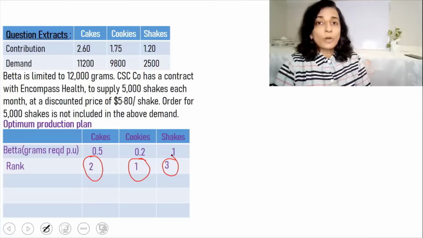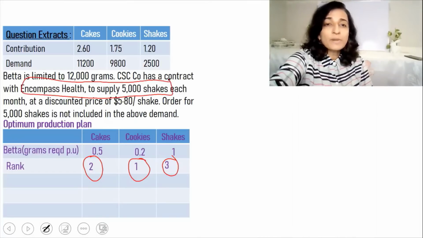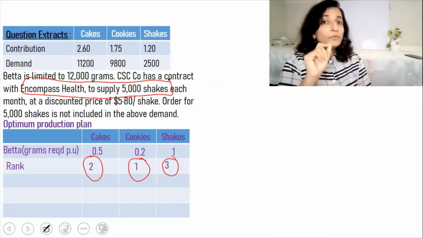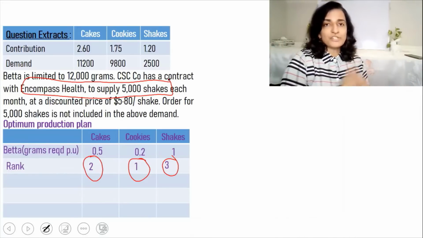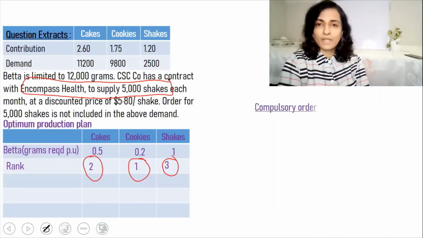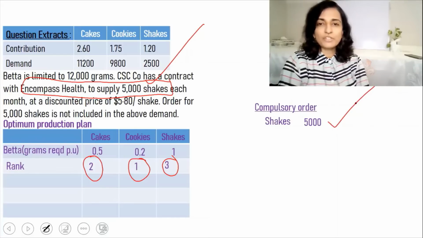But we have a small problem. What is the problem? First, we have a compulsory order to supply 5,000 shakes. So that's a compulsory order. So first, we have to meet the compulsory order. Only then can we start with the general production. So let's see the details of the compulsory order. Compulsory order shakes, we have to manufacture 5,000. So I've just written 5,000 shakes to be manufactured.